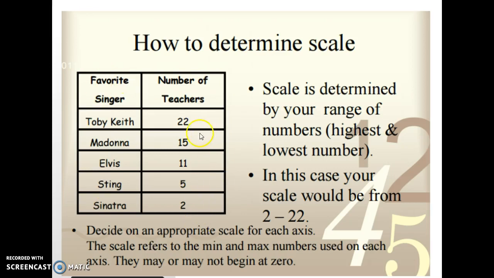So if we look at this data set, we were comparing these different singers and the number of teachers that liked those singers. To figure out your scale on how to set up your axes, you would look for your lowest number to your highest number. In this case, our lowest number is 2 and our highest number is 22. So the scale would be from 2 to 22, and then you could set up your axes so that you include that data range. Now you don't always have to start your axes at 0. You can start at another number if you need to.